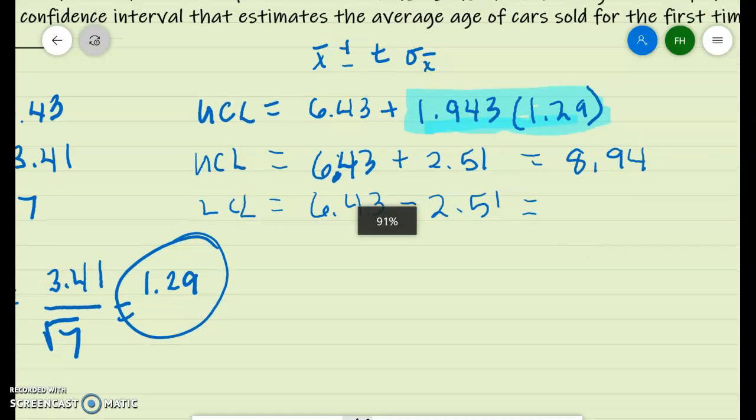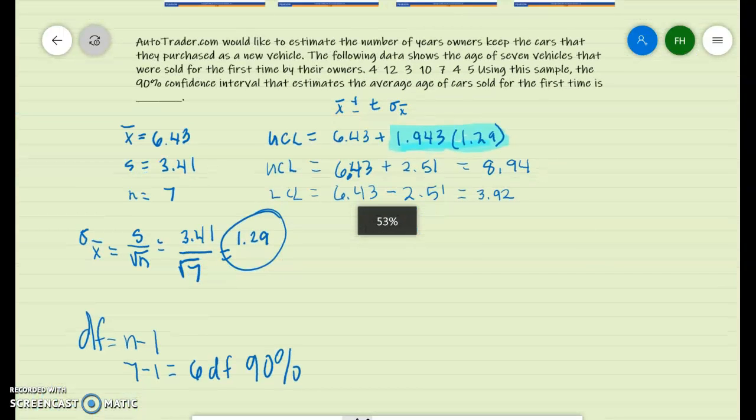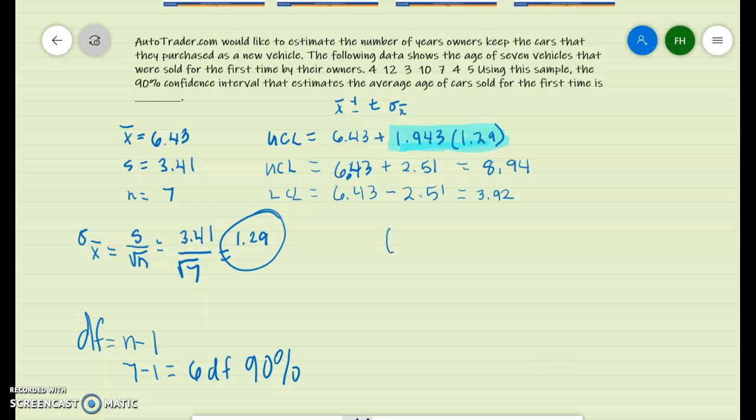So let's see what we get when we add and subtract. 6.43 plus 2.51, you would get 8.94. And then 6.43 minus 2.51, and you would get 3.92. And so your 90% confidence interval would be from 3.92 to 8.94. And what that means is we are 90% confident that the population mean is between 3.92 and 8.94.